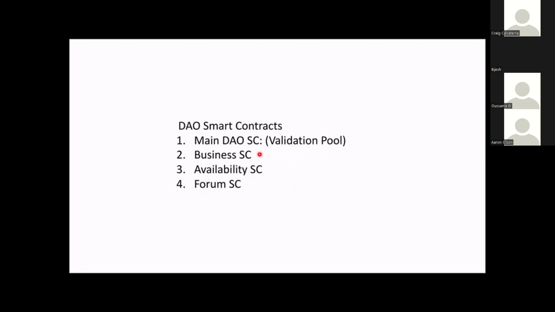The business smart contract can evolve to get more complicated, but it has to be very, very simple here. It has to interact with the user interfaces. But the smart contract itself should be simple, and the availability smart contract, crazy simple, right? None of these want to be at all complicated.